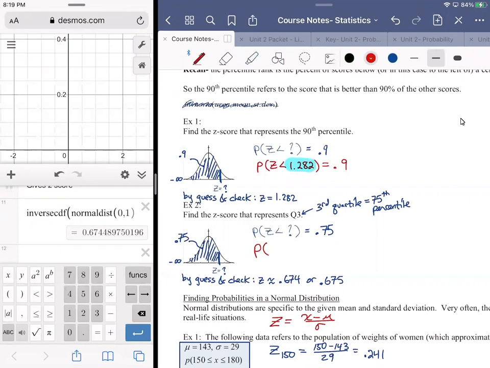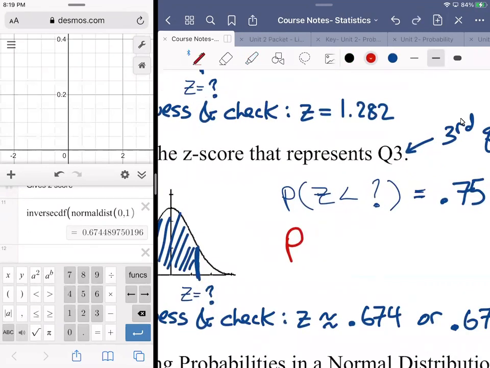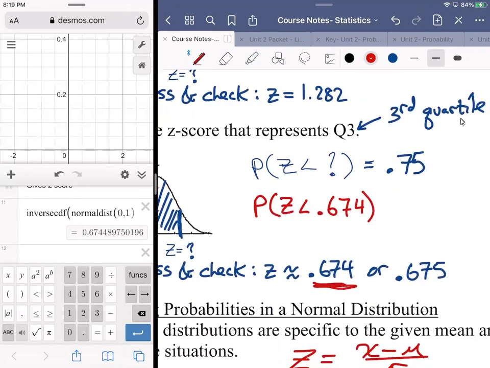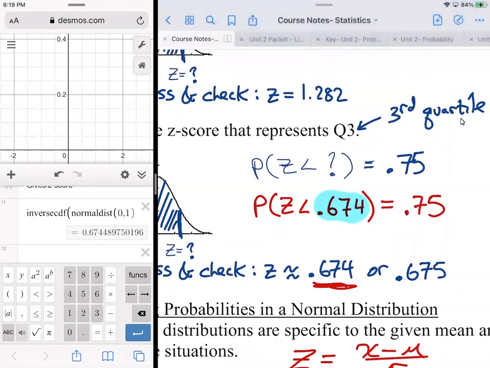Probability that z, let me bring it in a little bit, z is less than 0.674. If we go 3 significant digits, it ends up being about 0.674. So that guess was our actual winner. That ends up being 0.75. All right. So it's area to the left, but ultimately it's this number again that we're looking for.